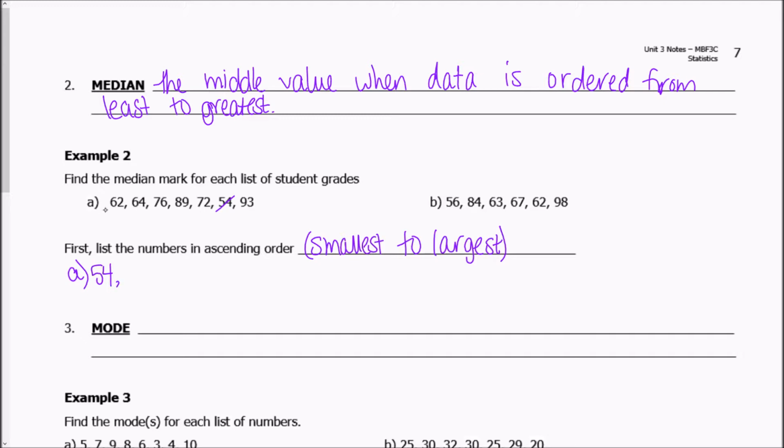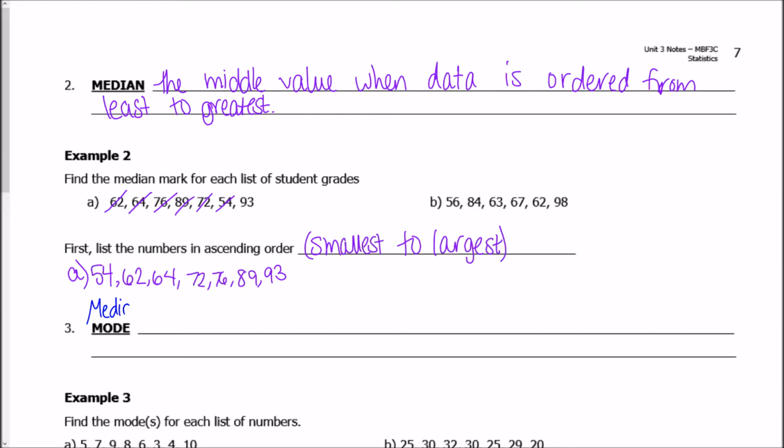The next number I have is a 62, followed by a 64, followed by 72, then 76, then 89, and then lastly we have 93. So to find my median, I want to find the middle number.